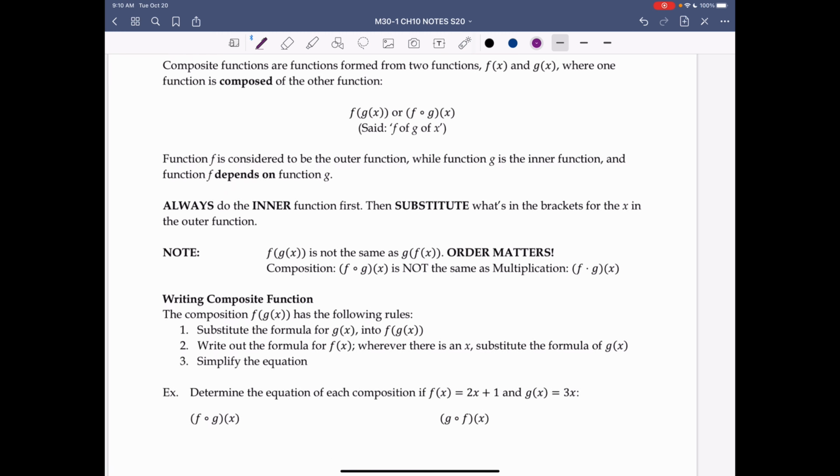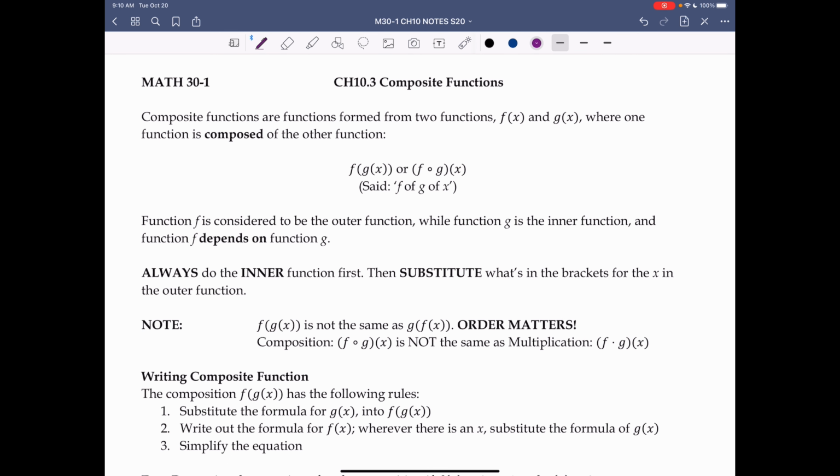So remember, when we write multiplication of functions, we can write f times g of x, but for composition of functions, the little dot is an open circle. So make sure you understand the difference between those two and can identify when it's multiplication and when it's composition.